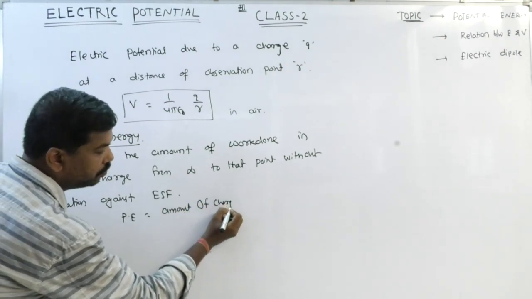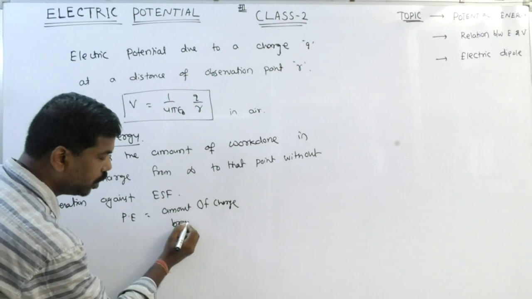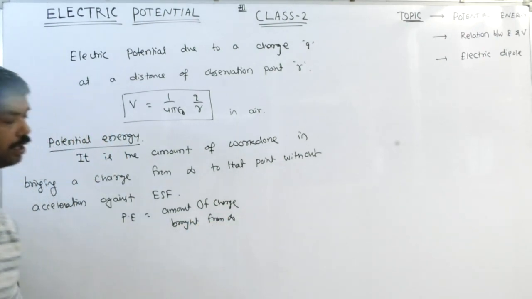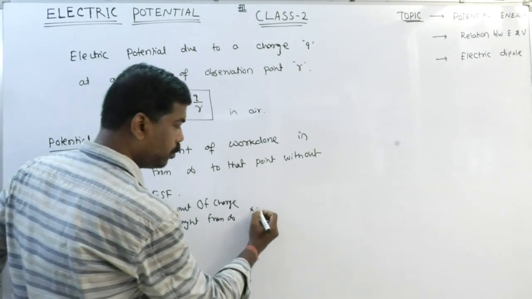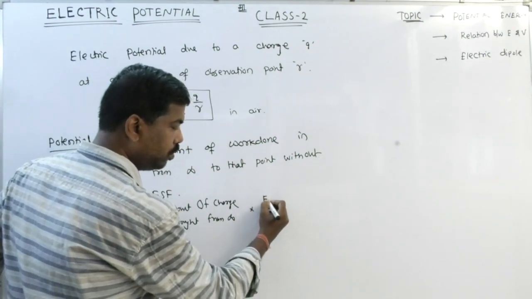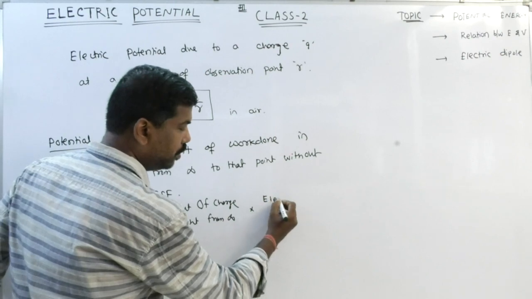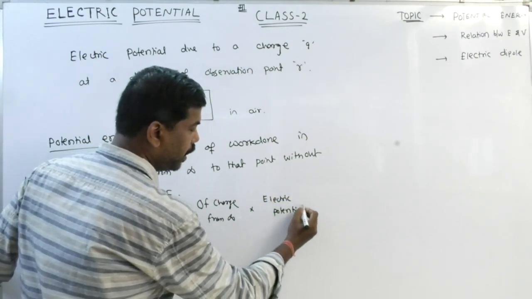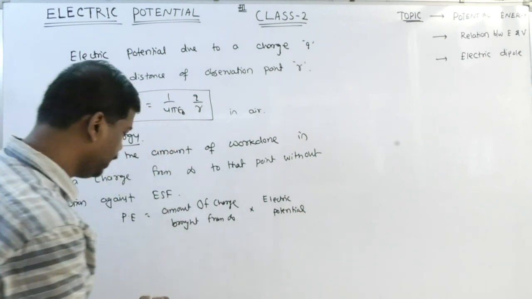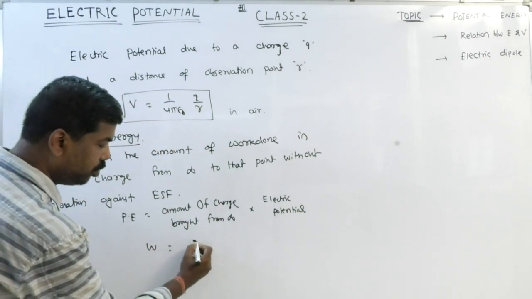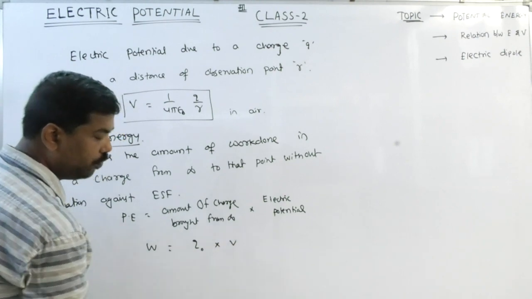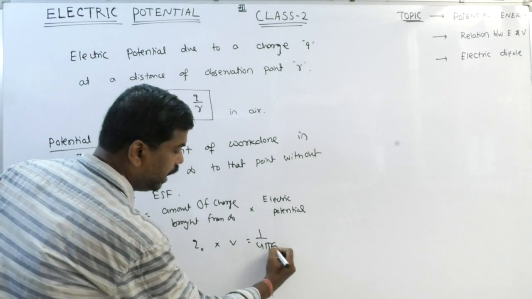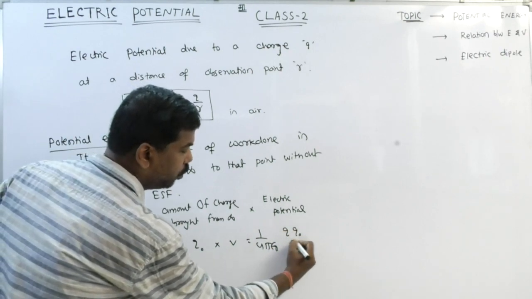It means potential energy is equal to the amount of charge brought from infinity times the electric potential. I can write it here: W is equal to Q0 into V, or 1 by 4 pi epsilon 0 Q0 by R.